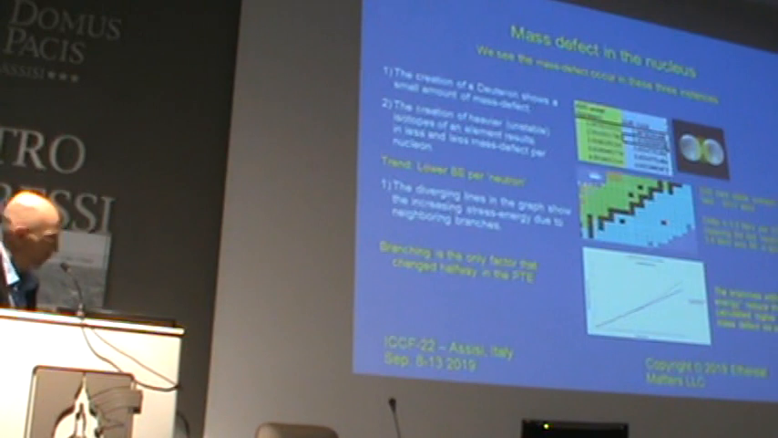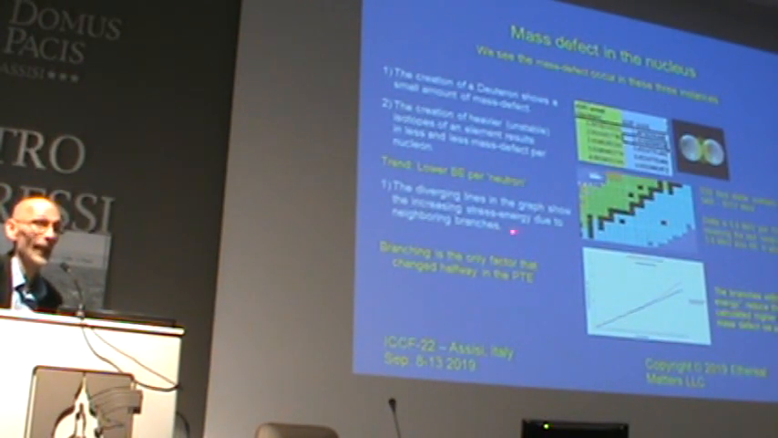A mass defect occurs in 3 instances, if you will. When you create a deuteron or a helium, you see a mass defect occurring. If you keep adding neutrons to a known element, you will also get that same effect. And as pointed out in the graph, in the heavier elements over here, you see the deviation, which is again that mass defect occurring.